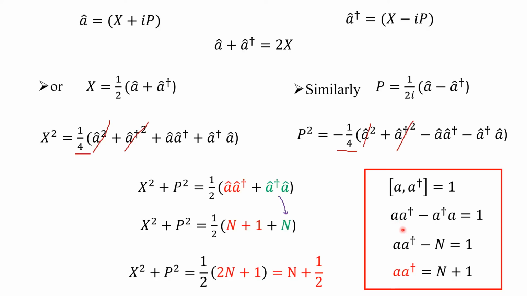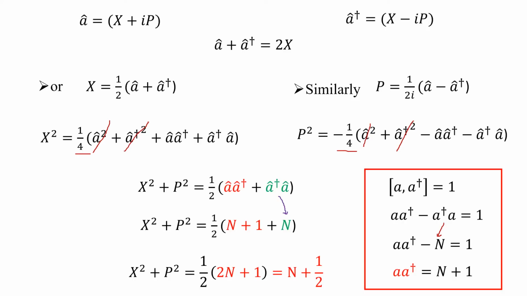So the first term will become as it is, a dagger. But we know a dagger a is n. a dagger a is n. That's what I have written. So you take the n to the right hand side. So this minus n will become plus n. So the right hand side will become n plus 1.